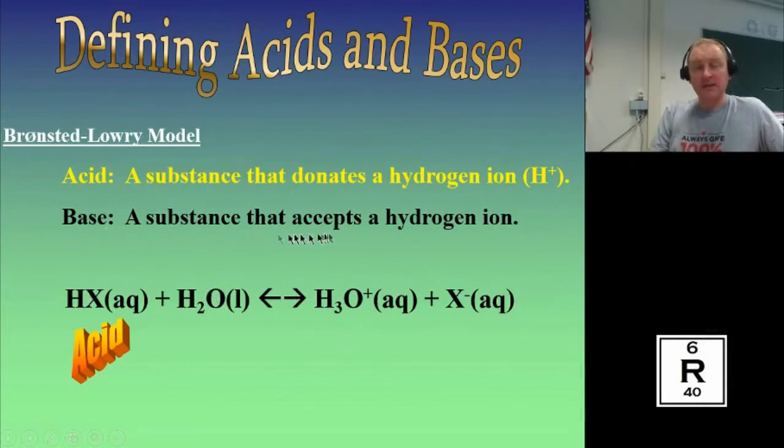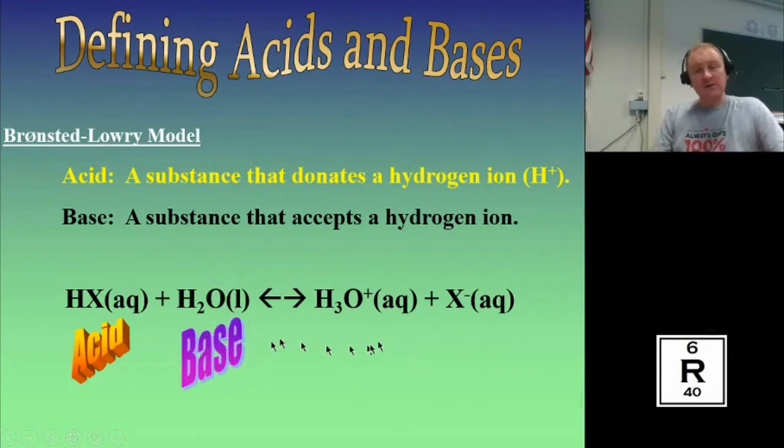The base is a substance that accepts the hydrogen ion. So since water accepted that hydrogen ion and became this, then water would be the base. So notice there's no hydroxide in here, but this is an acid-base reaction, that the acid is what donated to the base. So you just take a look at which one gave the hydrogen ion and which one received the hydrogen ion to figure out which one's the acid and the base.